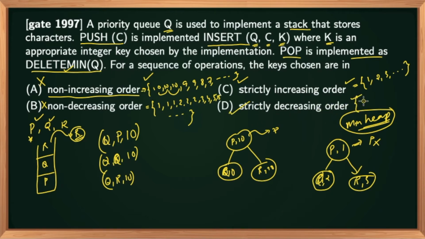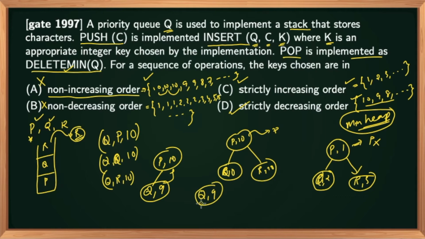For example, the order can be 10, 9, 8, something like this. So let's assume you have 10, 9, 8. This is the order. So you'll first insert P, comma 10. Then you will try to insert Q, comma 9. Now this is not satisfying the min heap property, so I have to move this node to here. So I will be having Q, comma 9, then I will have P, comma 10.